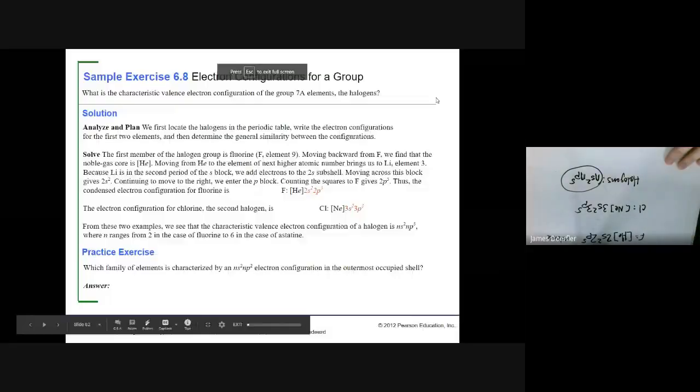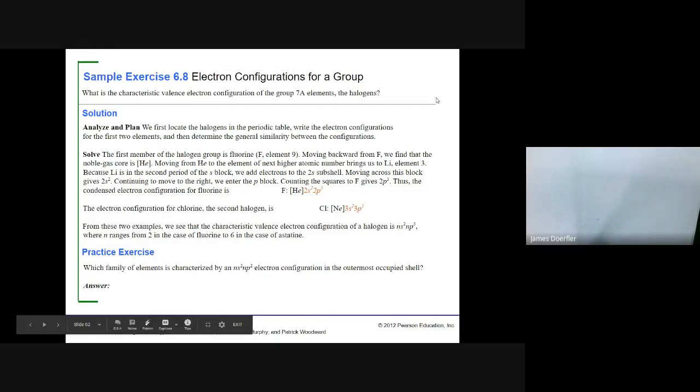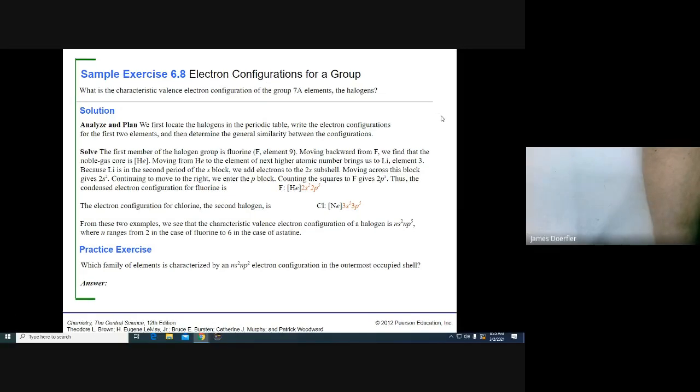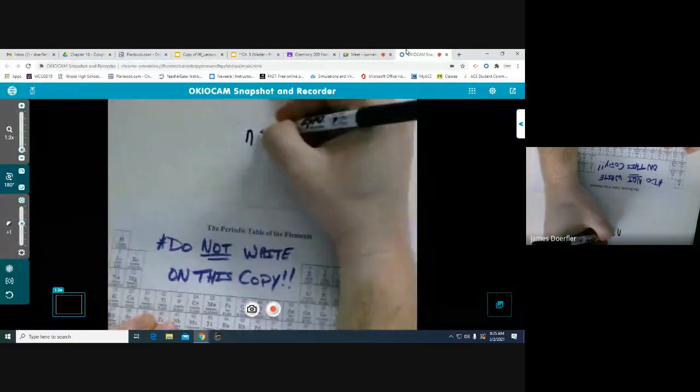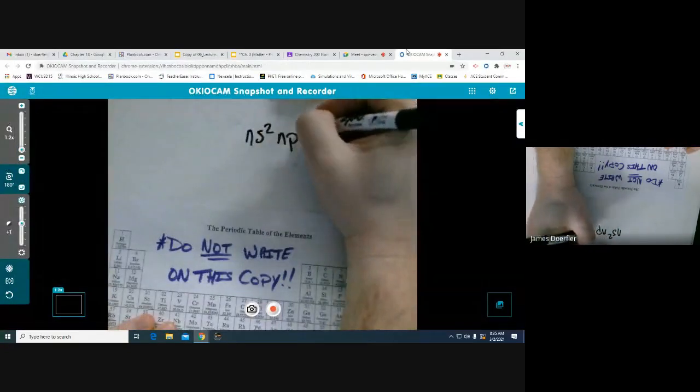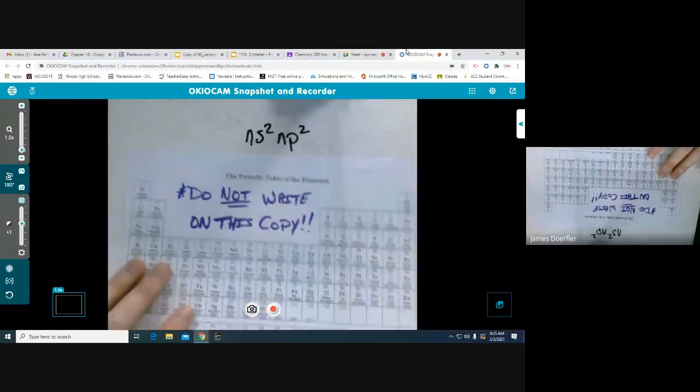Now let's look at the practice question down here towards the bottom. Which family of elements is characterized by an ns2, np2 electron configuration in the outermost shell? Okay. So ns2 and np2. Okay.